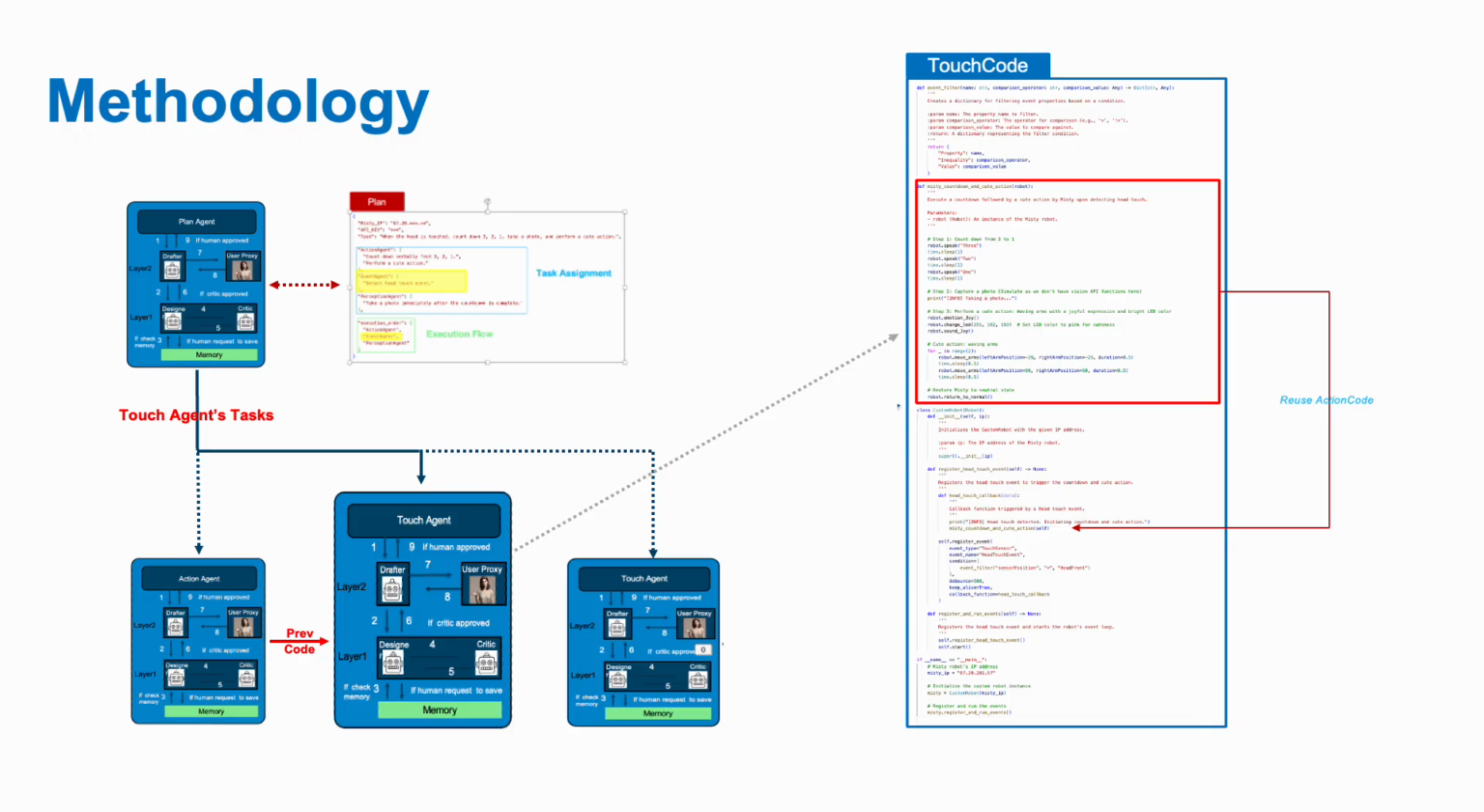AutoMisty activates each subsequent agent in the order set by the plan agent, passing the code generated by one agent to the next to maximize reuse and maintain overall consistency.